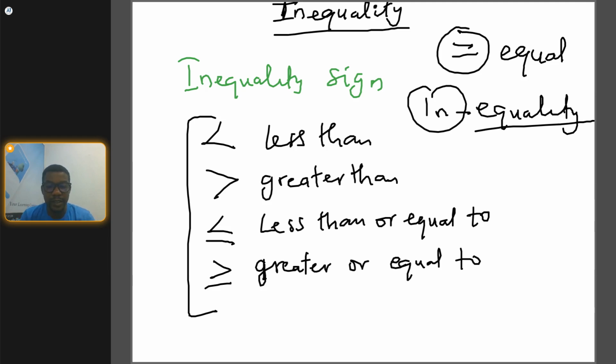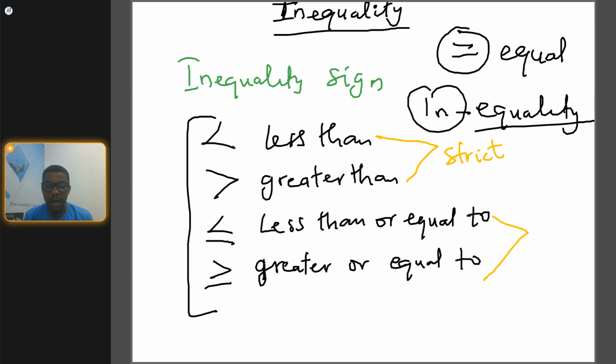All right. So these are the inequality signs. Now we have to move on to the next subtopic under the topic inequality, which is inequality in one variable. Before we proceed to that, let me categorize the inequality signs. You see these two inequality signs, they are called the strict inequality signs.